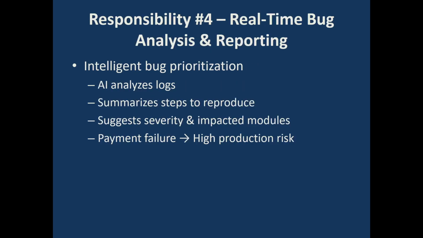Now the other responsibility is real-time bug analysis and reporting. A modern tester doesn't just log bugs, they prioritize intelligently. AI helps analyze logs, summarize steps to reproduce, and suggest severity and impacted modules. For example, for a payment failure bug, AI says high risk, affects checkout, and 80% chance of production failure. This saves hours and speeds up the fixes.